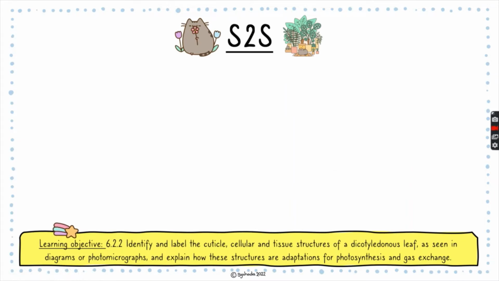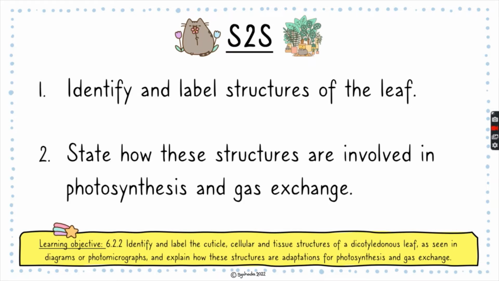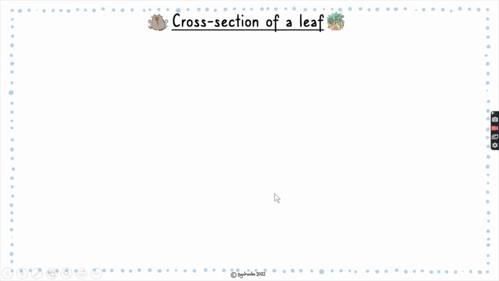So our new steps to success. Firstly, identify and label structures of the leaf. That means that if you are able to look at that structure and say, yes, I know what that is called, then you have achieved your first step to success. The second step to success is to state how these structures are involved in photosynthesis and gas exchange. So talk about the adaptations, how they are very helpful, especially in photosynthesis and gas exchange.